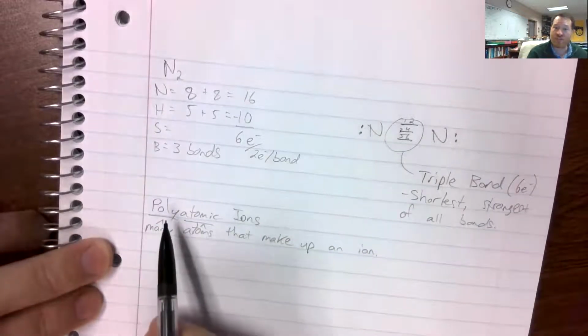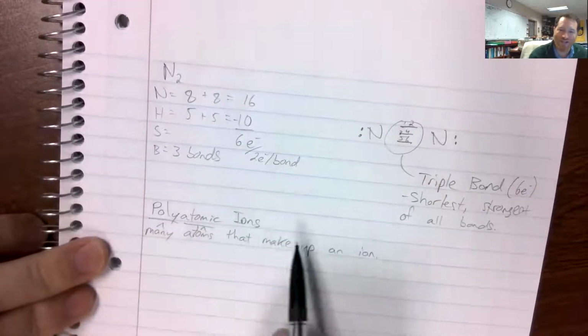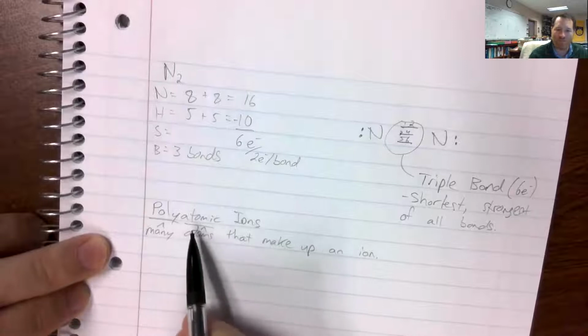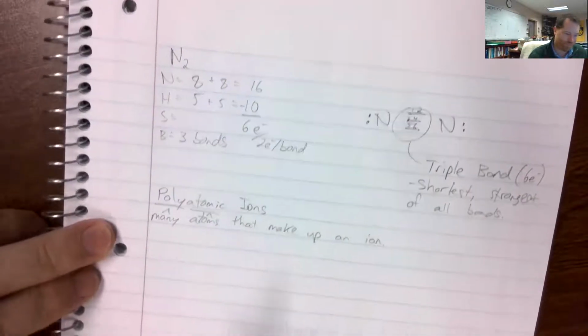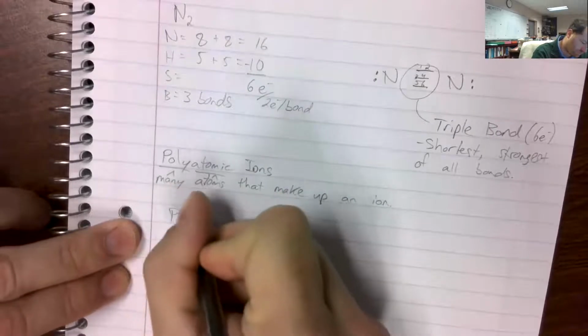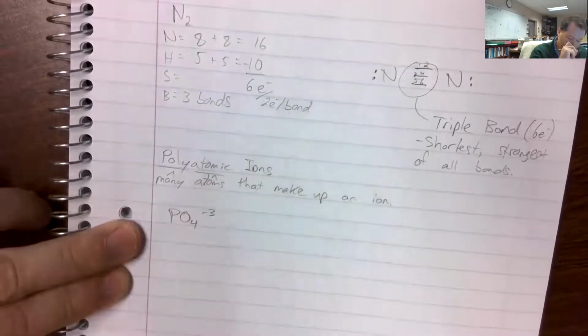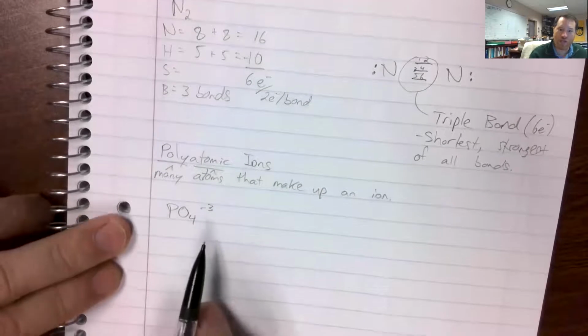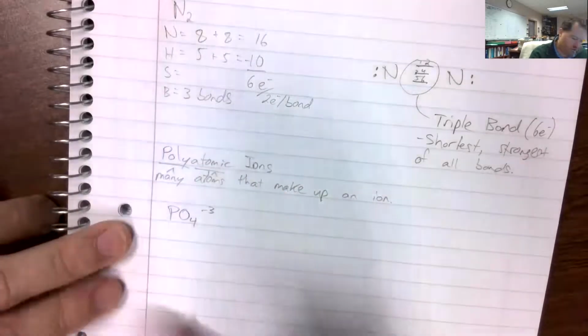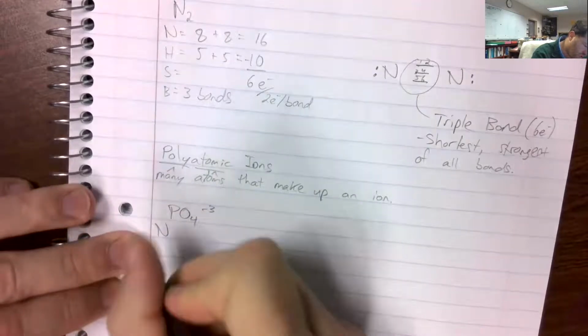All right, so next up we have polyatomic ions. This is when we have many, poly is many, atoms that make up an ion. So the first one to take a look at is phosphate, PO4 -3. Now, ultimately, we're going to do need, have, share all over again. Nothing much has changed.